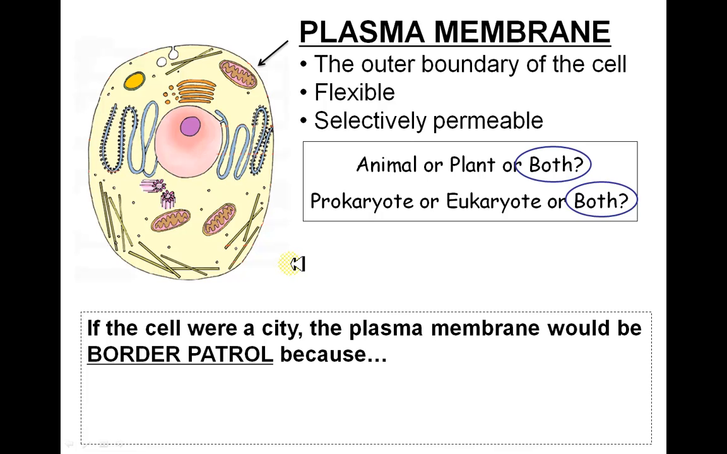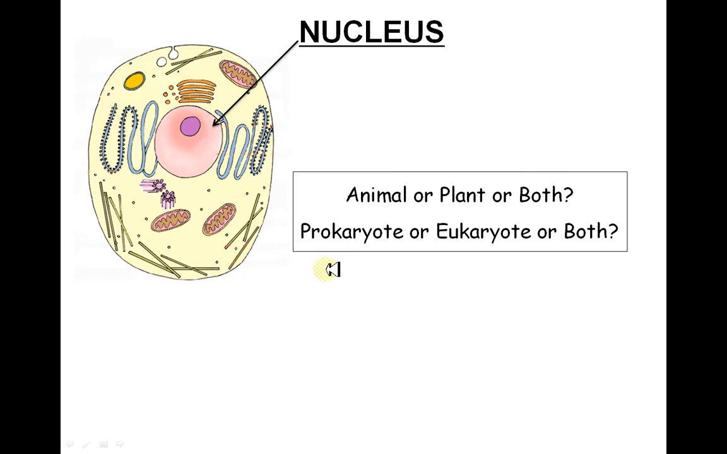And if it actually is going to be part of the cell, it may actually be like the gates with guards that allow things to go in and out. The nucleus, if you are a prokaryote, you don't have one of these, so it's going to be pretty easy to answer one of these. But this is the control center for the cell.